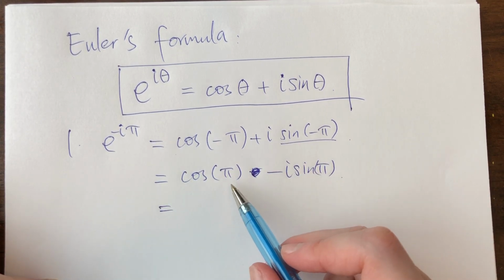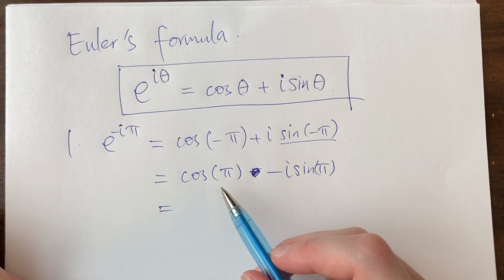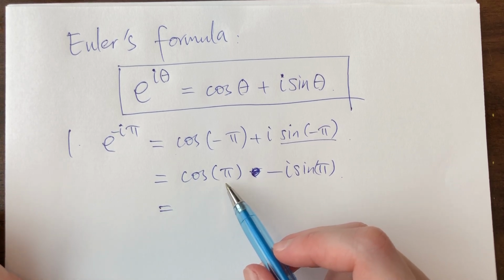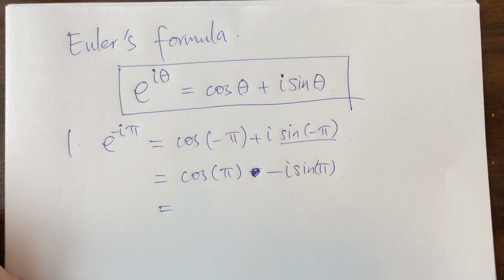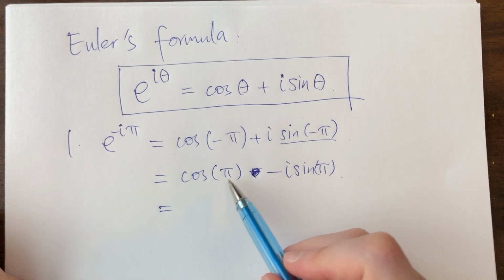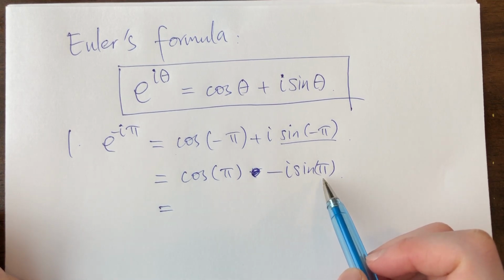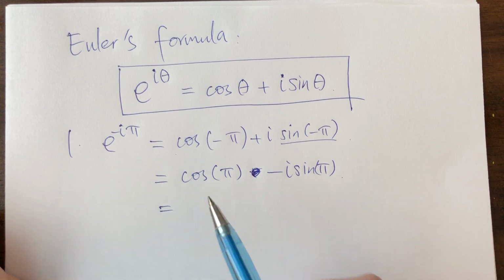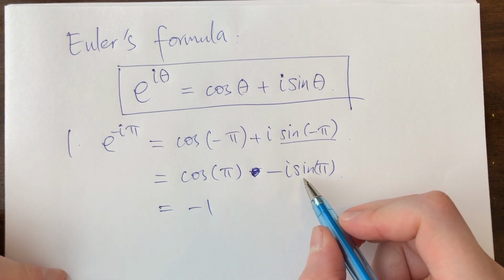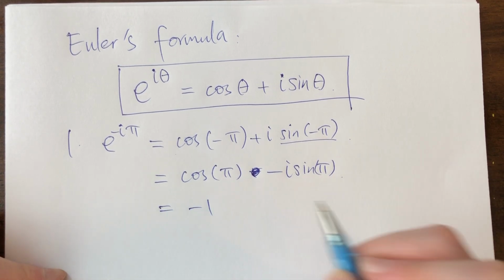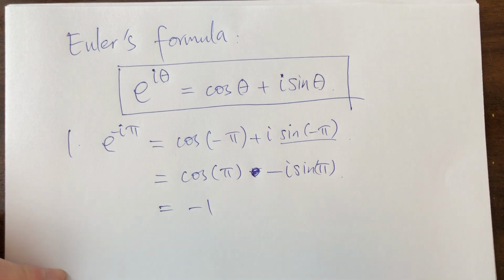But just in case people are more used to knowing the tricks from 0 to 2 pi, which is the range we're very familiar with, we like to convert things to between 0 and 2 pi. So then cosine pi is negative 1, sine pi is 0. So the answer is just negative 1.